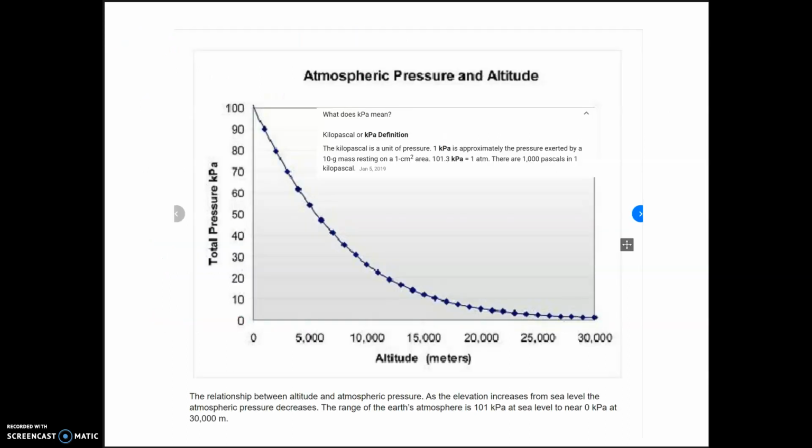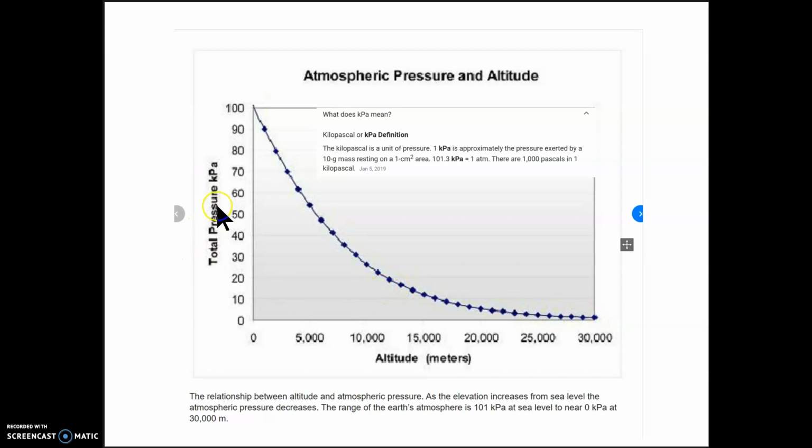Again, this is just a little bit of a graph that shows you atmospheric pressure and altitude. You can see that at 0 altitude, you have a much higher pressure. So this would be at sea level, right? And as you continue to climb up a mountain or increase in meters, this is altitude in meters, the total pressure decreases, right? Because there's less air sitting on top of you.